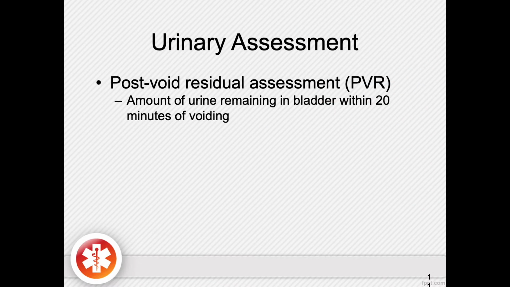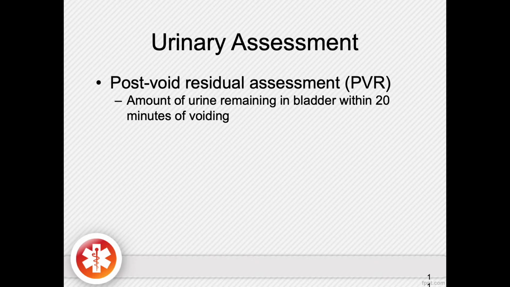the urinary assessment should include a post-void residual assessment, or a PVR. A PVR is the amount of urine remaining in the bladder within 20 minutes of voiding. If there is too much urine in the bladder, this means the patient is suffering from urinary retention, and of course, the problem there is they could then suffer from a urinary tract infection.